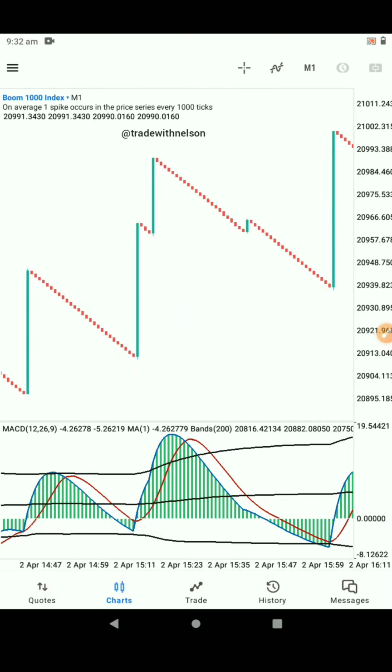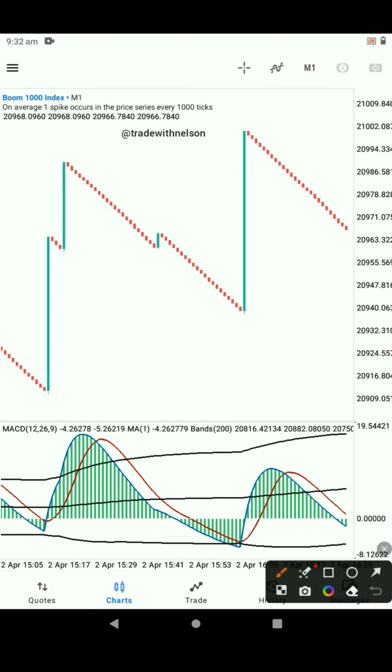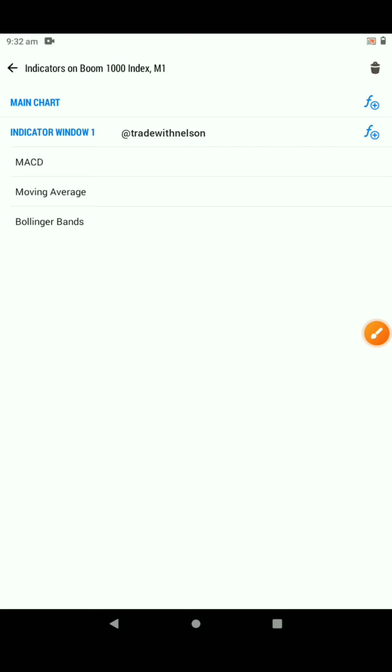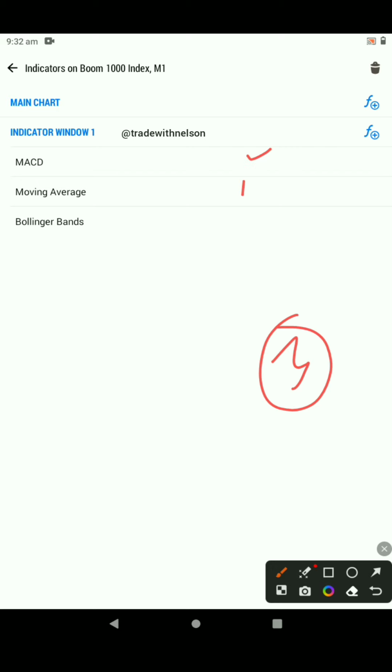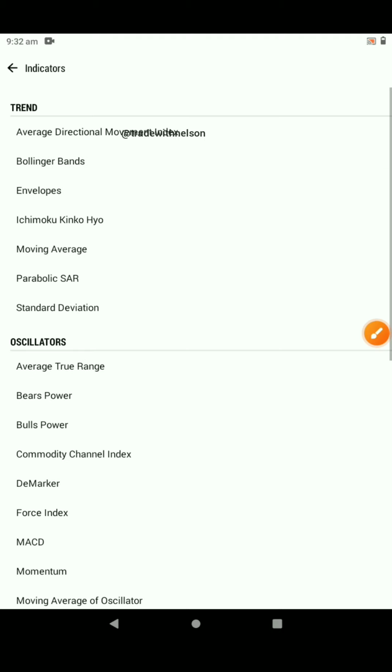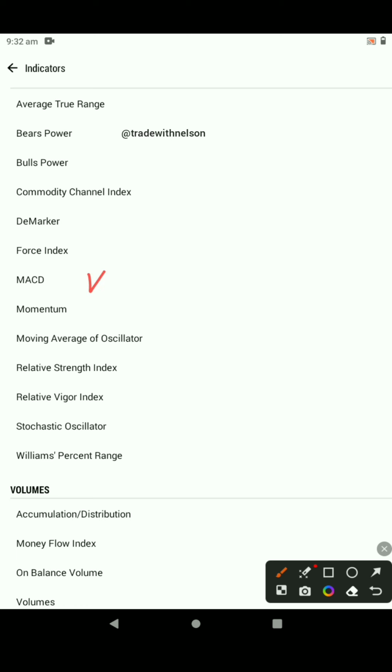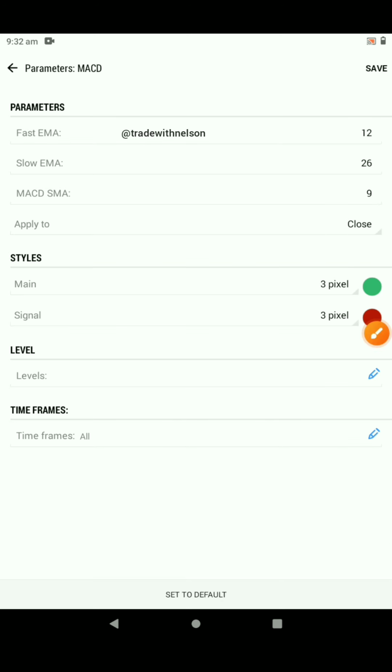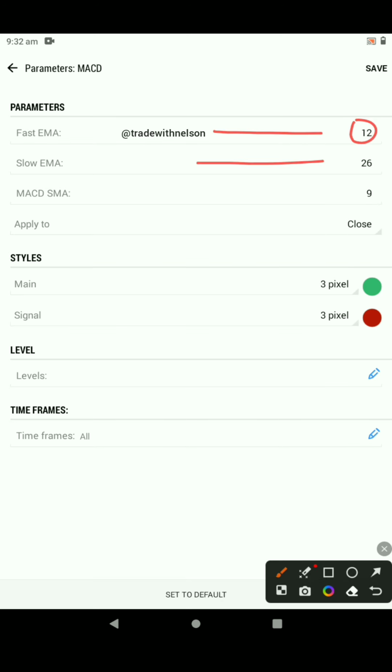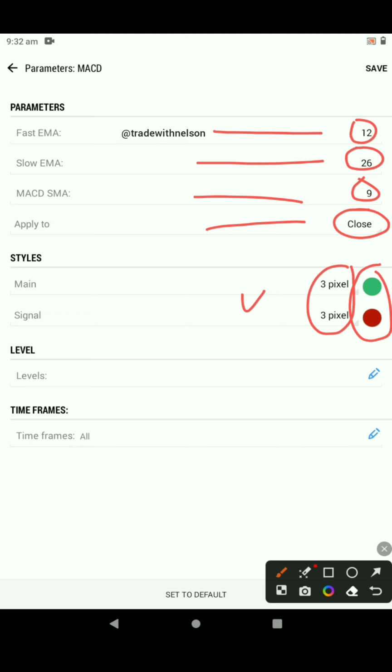So now let me show you settings to my indicator. First thing you do is to click on this indicator icon over here. I said I have 3 indicators. I have the MACD, moving average, and the Bollinger Bands. To select the MACD, click on the F icon on the main chart. Scroll down a bit. MACD, click on that. Make your fast EMA to be 12, slow EMA to be 26, MACD SMA to be 9, apply to close. Size, make it 3 pixels and select color of your choice. After that, click on save.